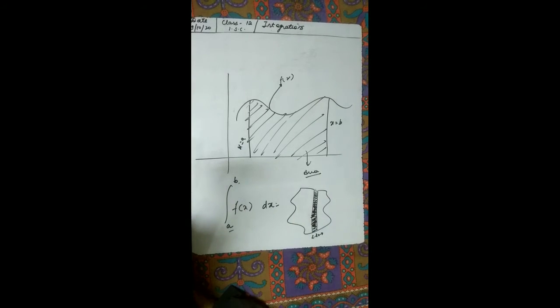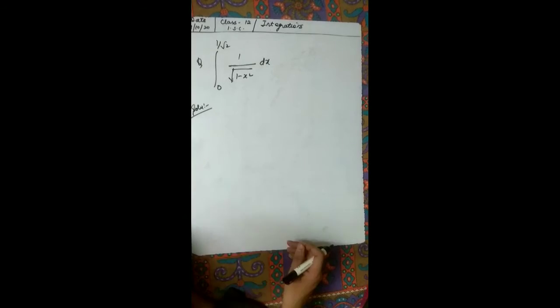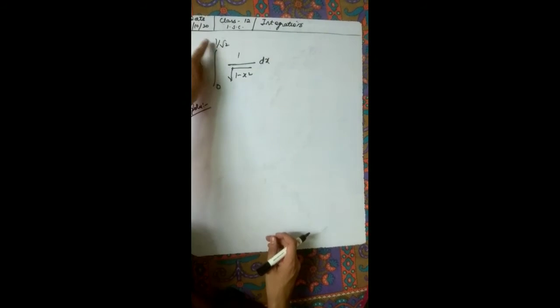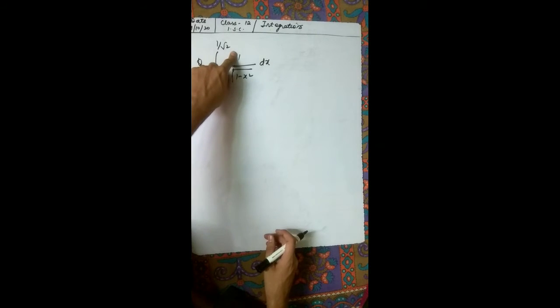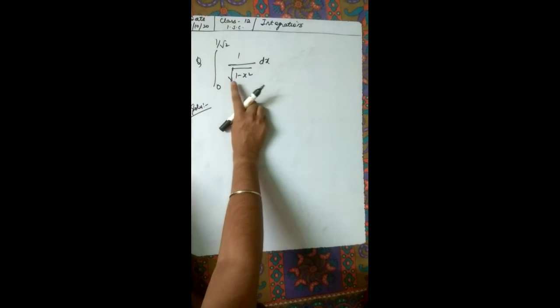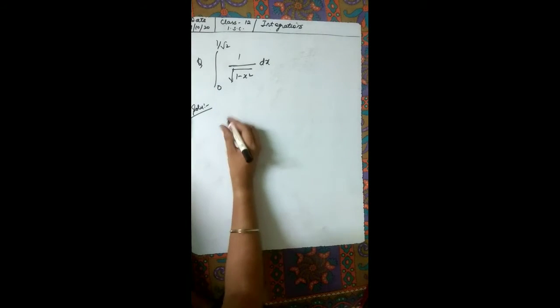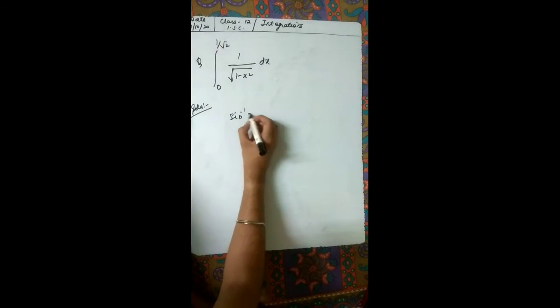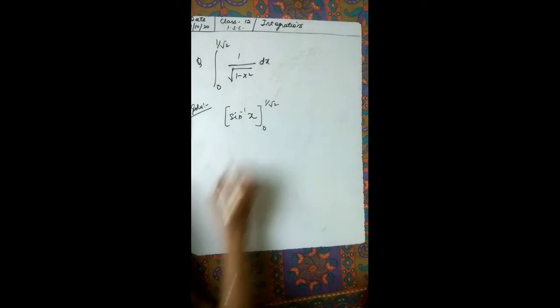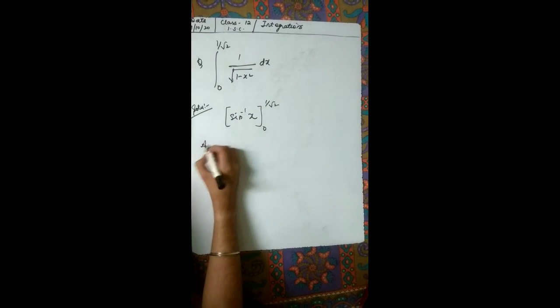Let us do some more questions regarding the same. We need to integrate this: integration from 0 to 1 upon root 2 of 1 upon under root 1 minus x square dx. As we know, the integration of 1 upon under root 1 minus x square is sine inverse x, with limit 0 to 1 upon under root 2. Now we write applying the proper limit.